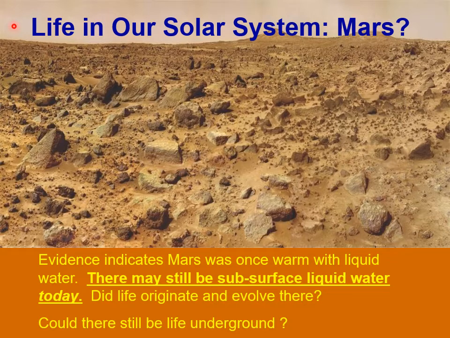Before we talk about searching for life around other stars, what about life in our solar system beyond Earth? Well, perhaps the best place to look for life would be Mars. Remember that evidence tells us that Mars was once a warm, wet world. There still may be subsurface liquid water today underneath the surface of Mars. Right now, Mars, remember, is extremely cold and dry on the surface, but underneath, that may be very different.